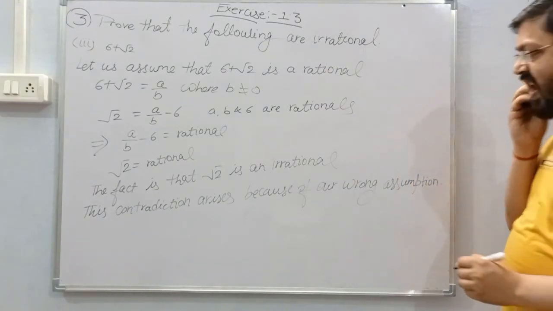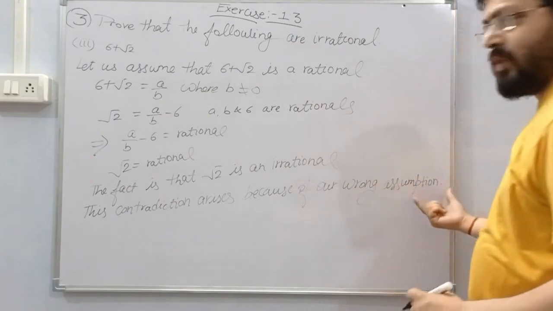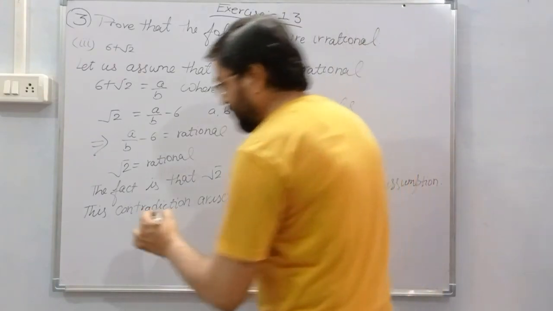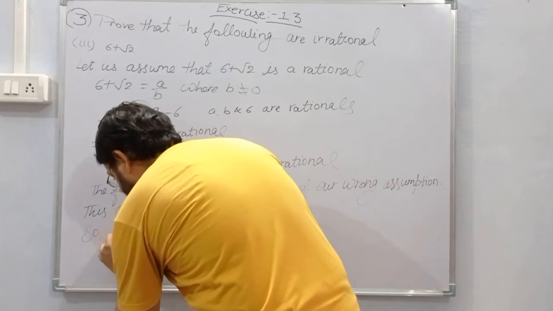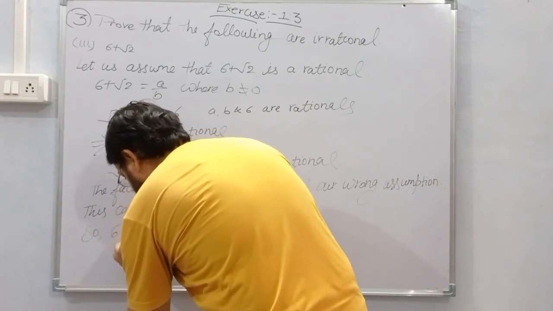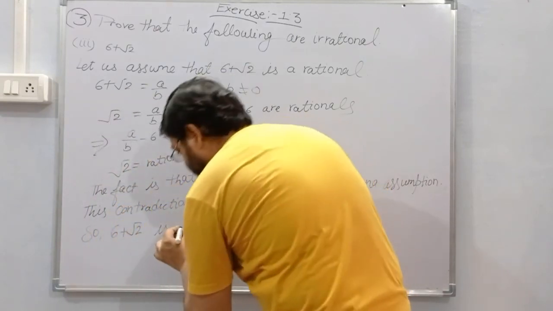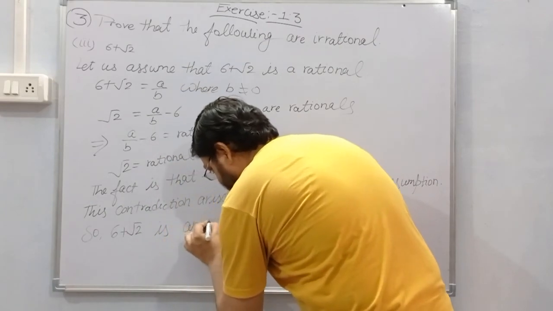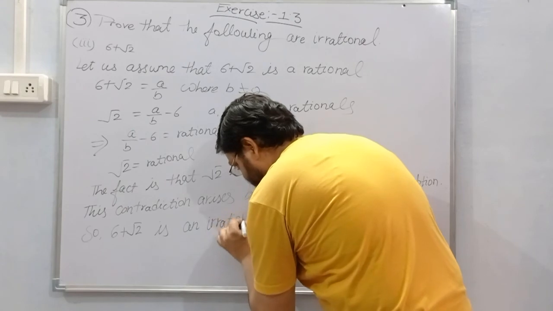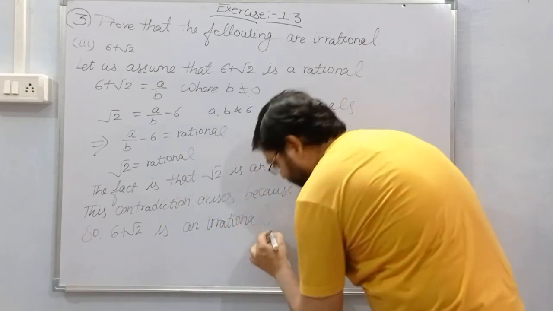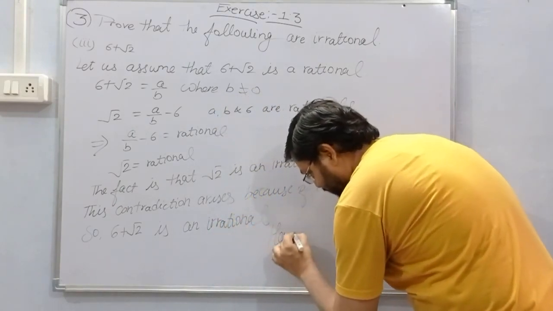Because of our wrong assumption, 6 plus root 2 is irrational. Hence proved.